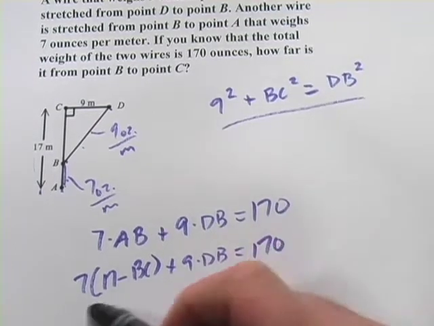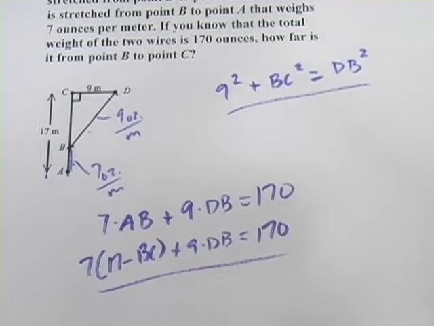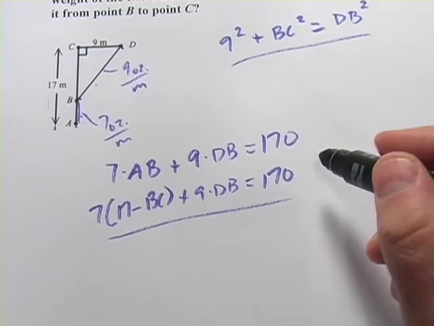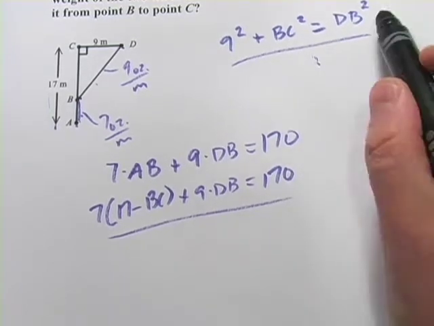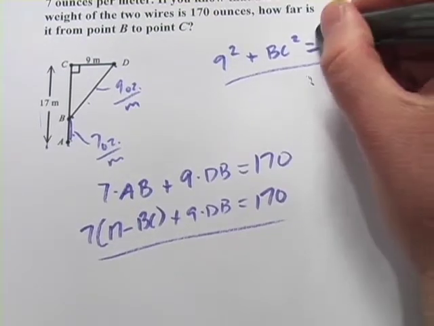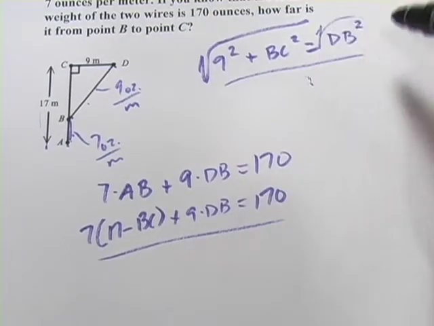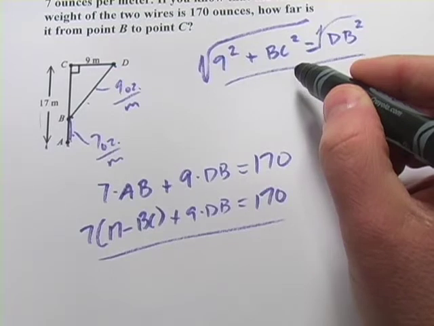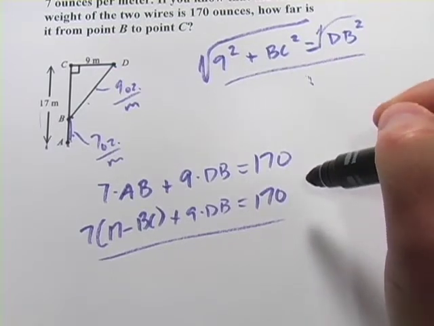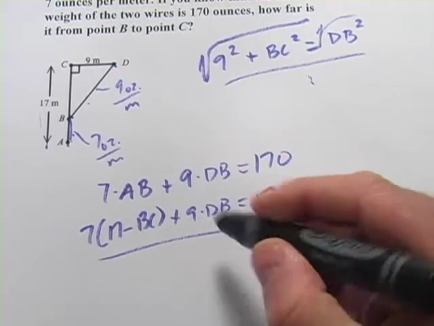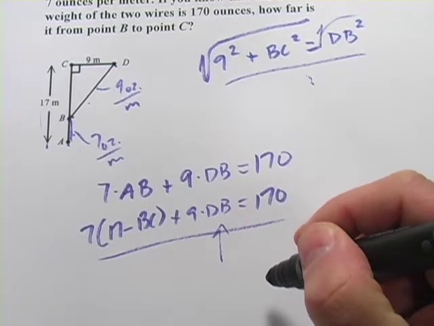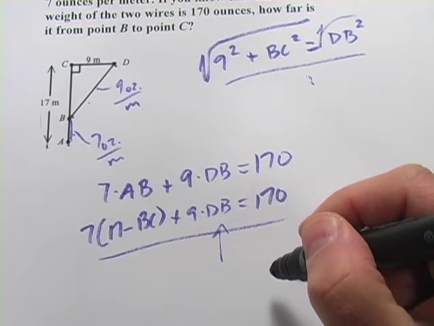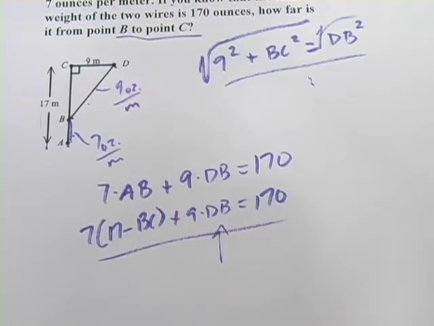Now between this and this, I've got a system of equations that I can go after. And I think the way I'm going to do this is to solve this guy for DB, because all I would have to do is take the square root of both sides. So DB equals the square root of 9 squared plus BC squared. And that I could put in right there, and then I'd have one equation in terms of BC. And that's actually what we're trying to find. So that's pretty good.